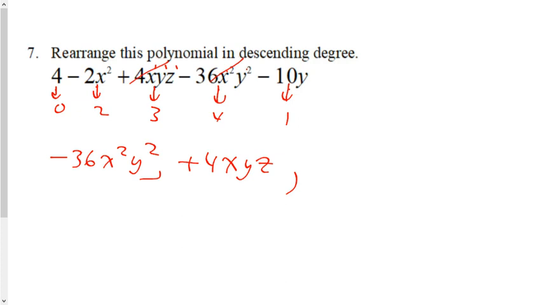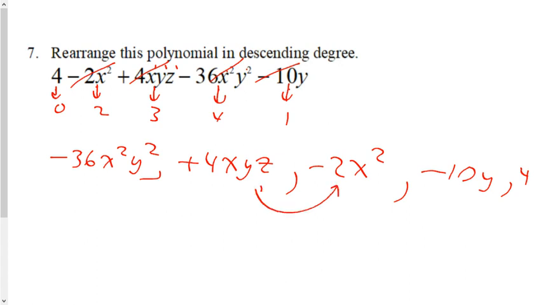Then we're going to go to negative 2x squared. Do you need the negative sign? Yes, you do. Then negative 10y. Do you need the negative sign? Yes, you do. And finally, your last degree, a 0 degree term, is 4. So that's the order. A lot of people screwed up here. They thought that this term just had a degree of 1, but remember, it's the sum of the exponents on the variables within the term. So therefore, that's a degree of 3.